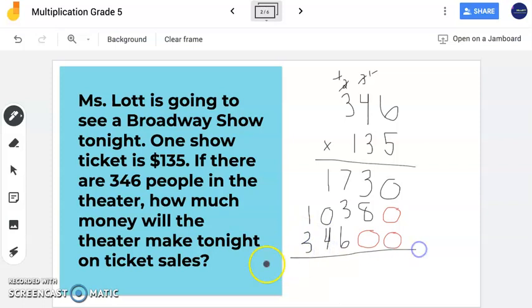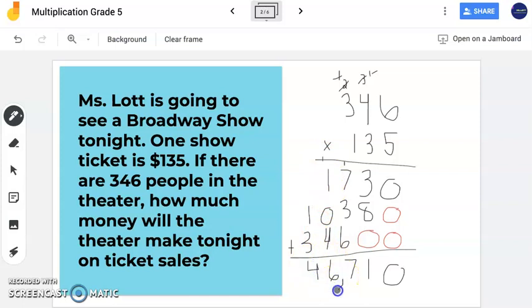And now I can add everything together to give me my final answer. So now I have 8 plus 3 is 11. 7 plus 3 is 10, plus 6 is 16, plus 1 is 17. 4 plus 1 is 5, 5 plus 1 is 6, and 3 plus 1 is 4.